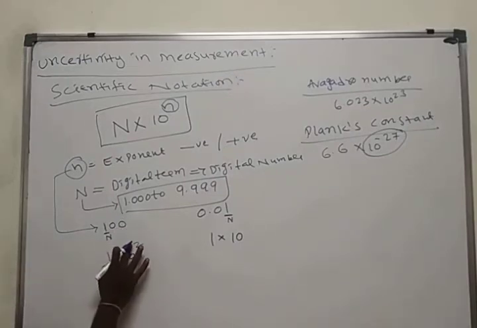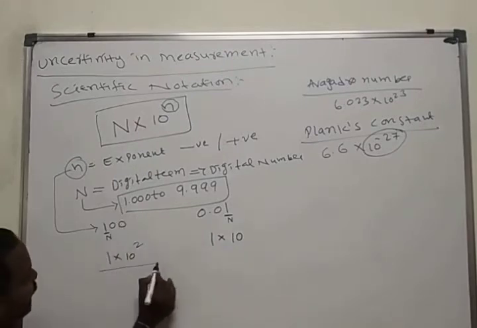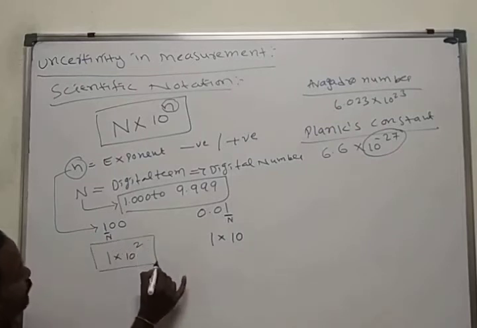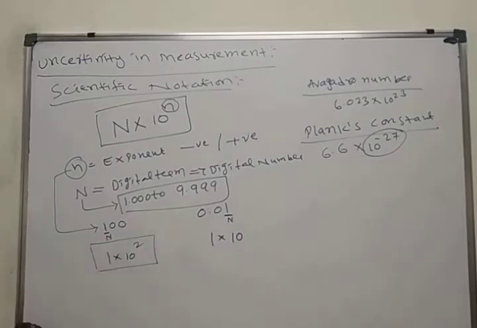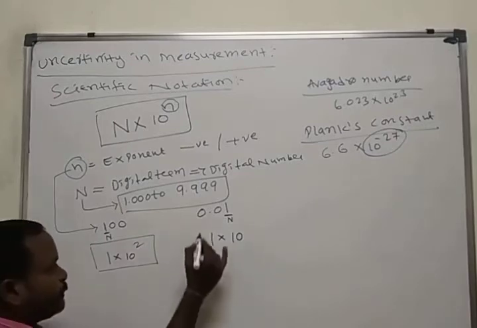Remove the press. Okay, no need to write the press. That means this is the scientific notation of 100: 1 into 10 to the power of 2. 10 raised to 2, or 10 to the power of 2, like that.